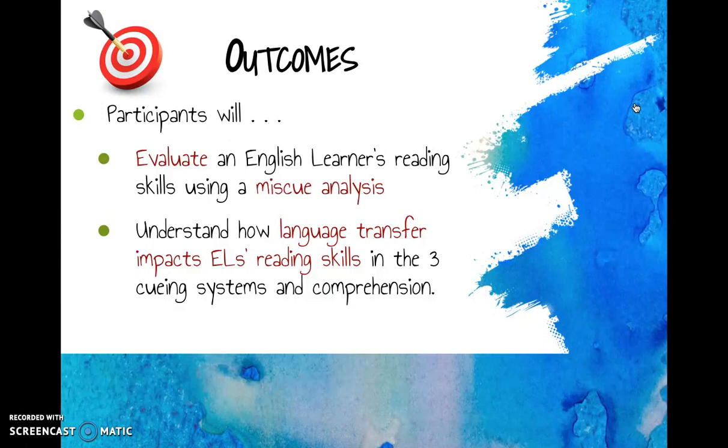Our outcomes today will be to evaluate an English learner's reading skills using a Miscue analysis, and to understand how language transfer impacts English learners' reading skills in the three cueing systems and with comprehension. We will also touch on some key strategies to support students with these cueing systems and with comprehension.